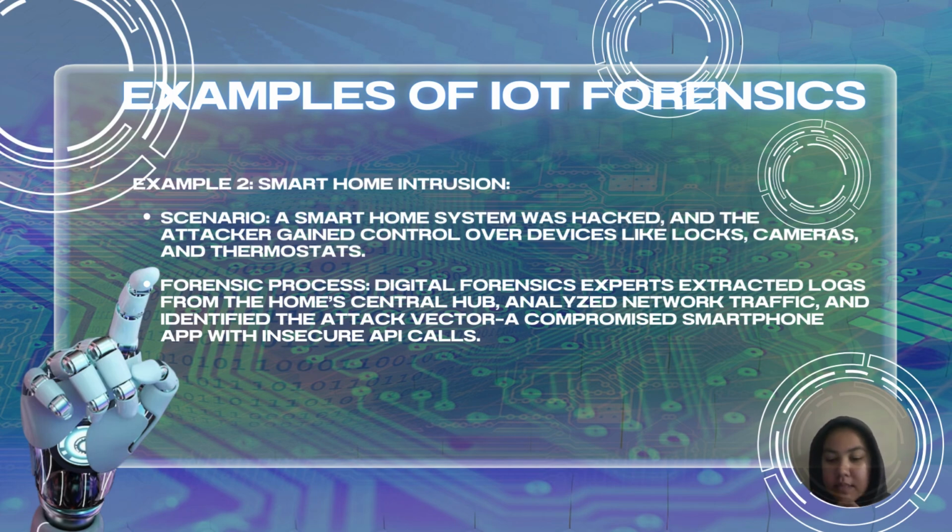The second example is smart home intrusion. I give the scenario. A smart home system was hacked and the attacker gained control over devices like locks, cameras, and thermostats. Okay, so for the forensic process, digital forensic experts extracted logs from the home's central hub, analyzed network traffic, and identified the attack vector: a compromised smart home app with an insecure API.